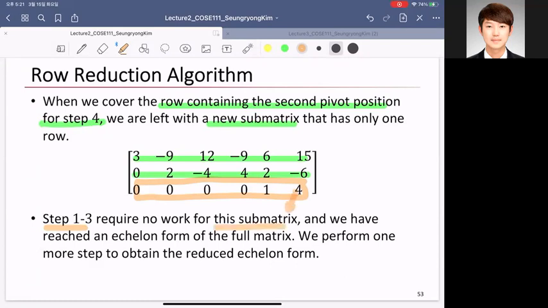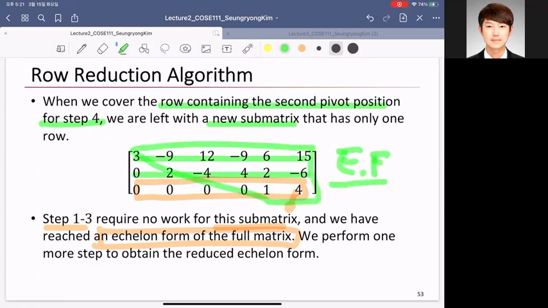And we have reached the echelon form of the full matrix like this. So we can say that this is the echelon form, right? Echelon form. So here we can determine whether the original matrix has a solution or not. Consistent or inconsistent, or solution existence.